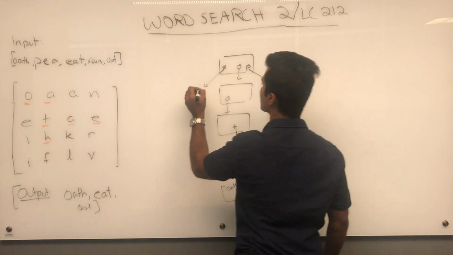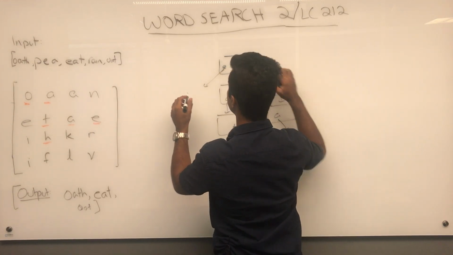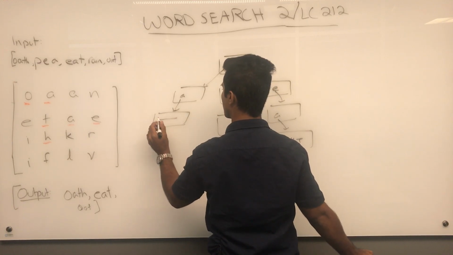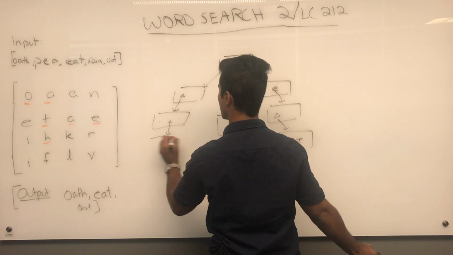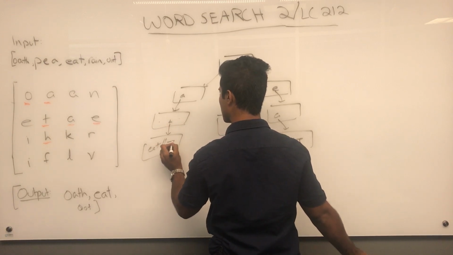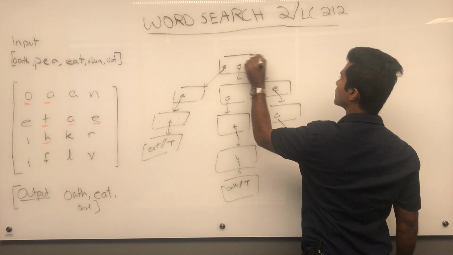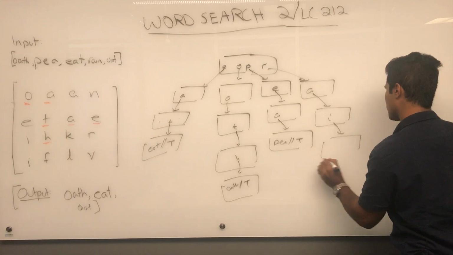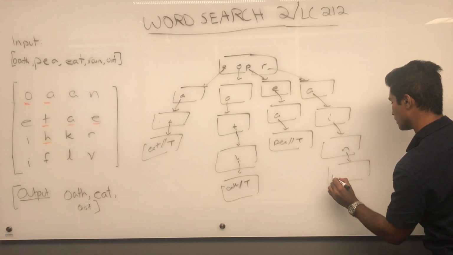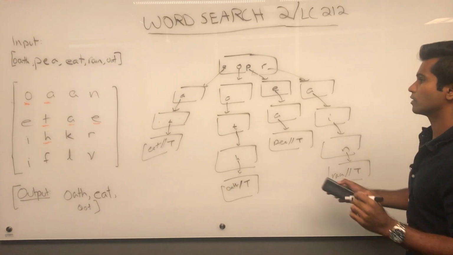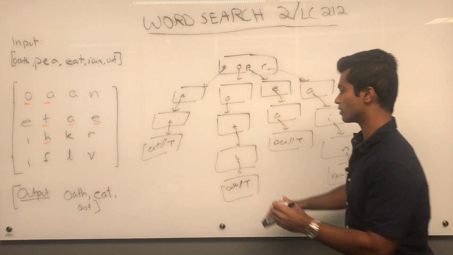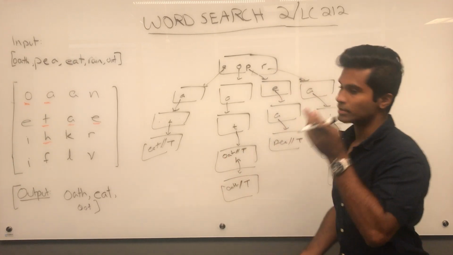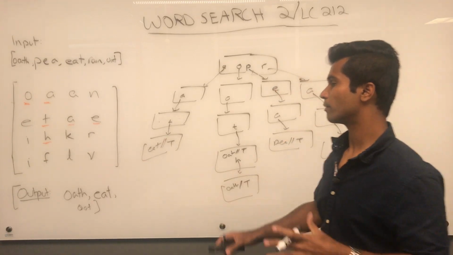Eat, and then rain. That comes out to be true. And then oat, O-A-T, is just going to reuse this. So O-A-T, true, and then that one. I just did that quickly so we can focus on the backtracking without getting confused.